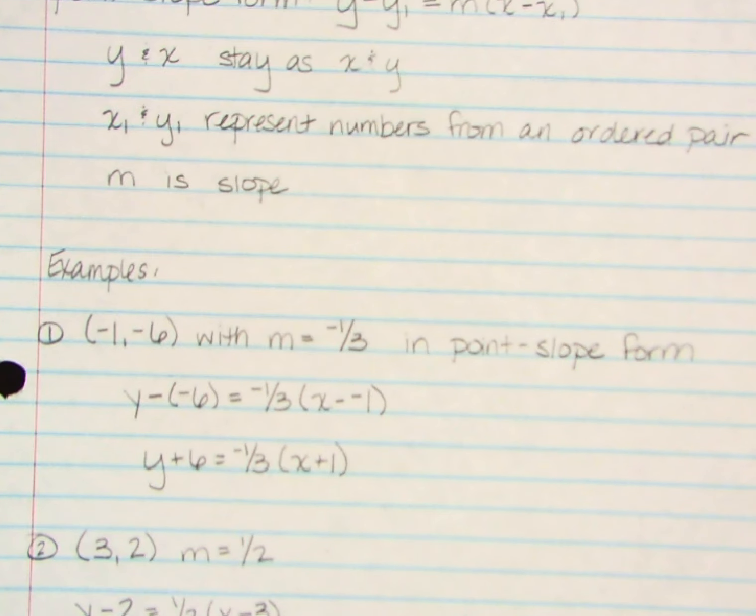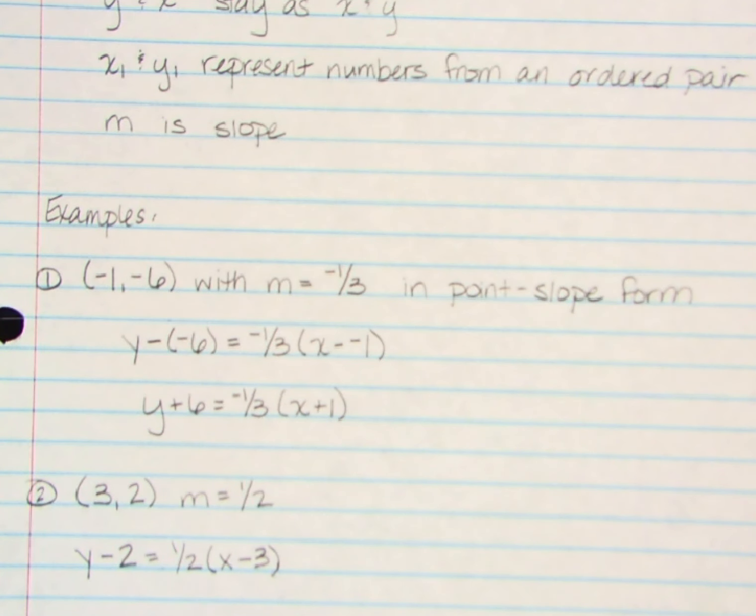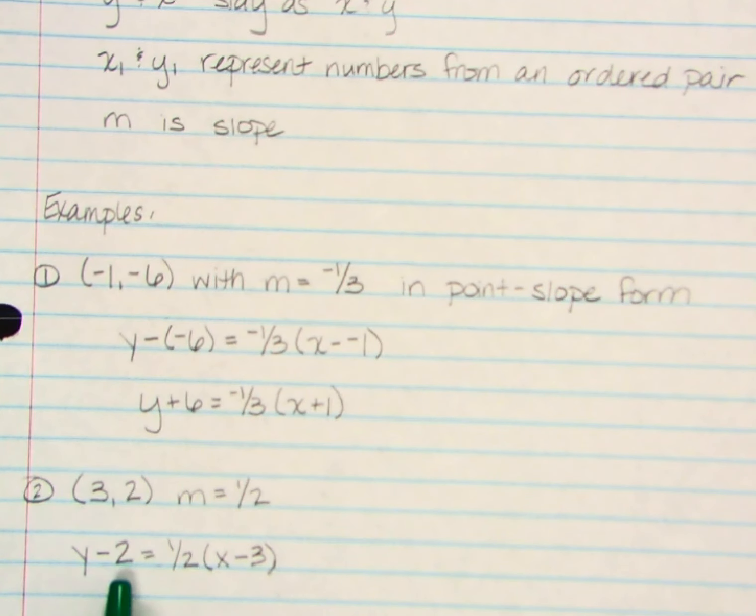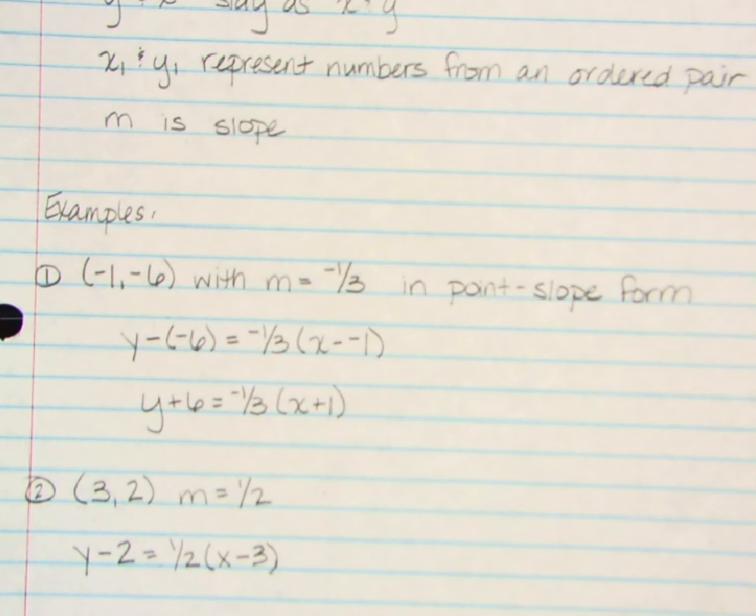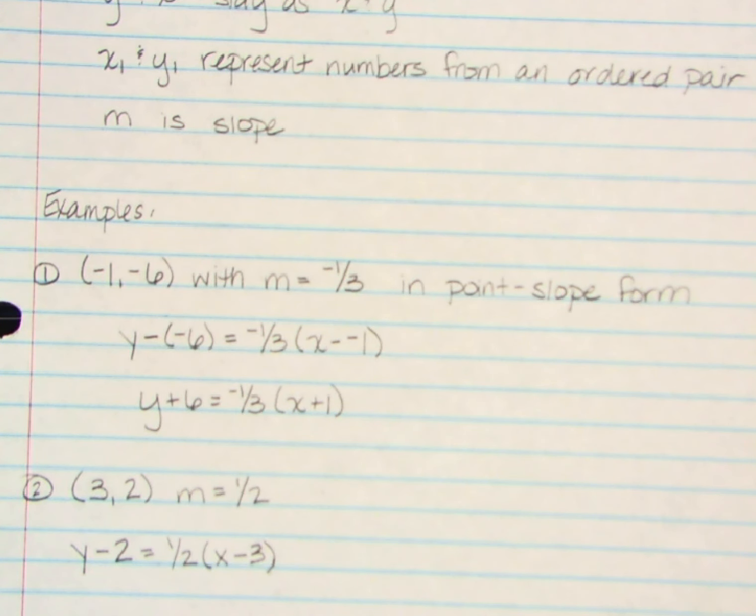All right, so let's look at this next example here. The ordered pair is 3, 2. My slope is 1/2. So I take y minus my y-coordinate equals 1/2 times x minus my x-coordinate. And that's it. That's all I have to do. There's nothing else to do here. What I can do if I needed to is I could write this equation in slope-intercept form by distributing and then combining like terms. I'm not asking you to do that today, but we can manipulate these equations in that way.